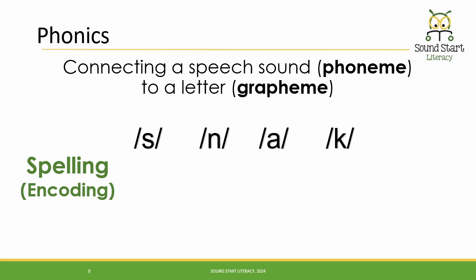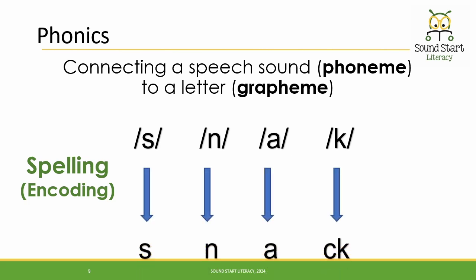So if we're asking students to spell, what we're doing is we're starting with that sound or that phoneme. So for instance, if we have the word snack, we're starting with the sounds /s/ /n/ /a/ /k/. And so in order to turn that into the written symbol or the grapheme, we're now going to write the letters S, N, A, and C-K to represent the spelling of the /k/ in snack. So when we go from the phoneme to the grapheme, we are spelling.